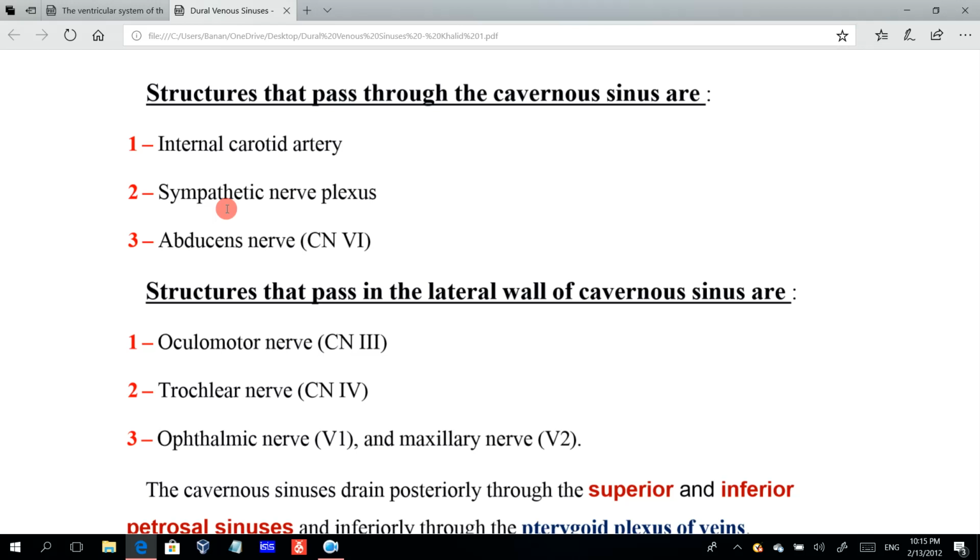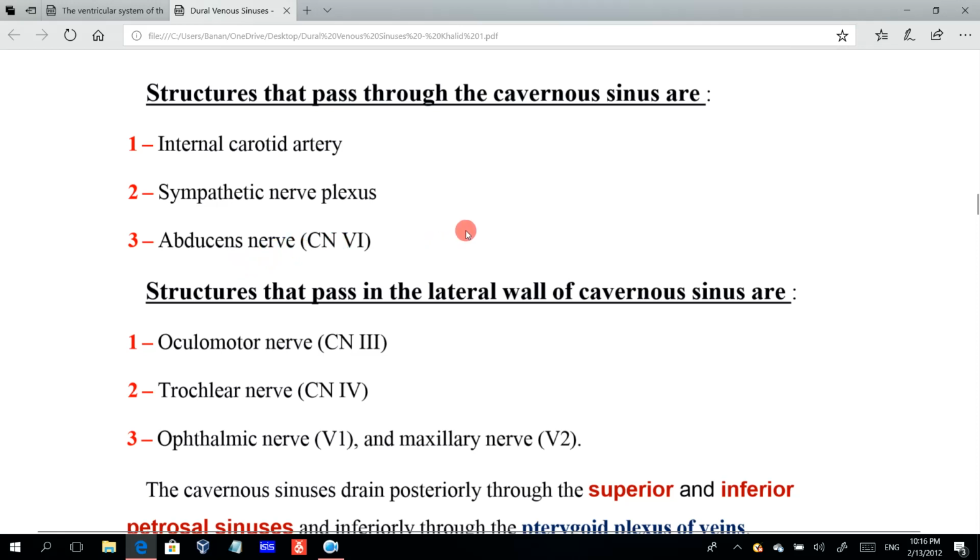So the internal carotid artery, on its outer surface, has a plexus of sympathetic nerves, and because the artery passes through the cavernous sinus, this plexus also passes through the cavernous sinus. The third structure is the abducens nerve, cranial nerve number 6, which supplies the lateral rectus muscle of the eye. It also passes through the cavernous sinus, and then it leaves the cavernous sinus to enter the orbital cavity through the superior orbital fissure.